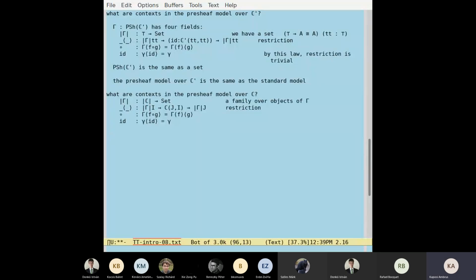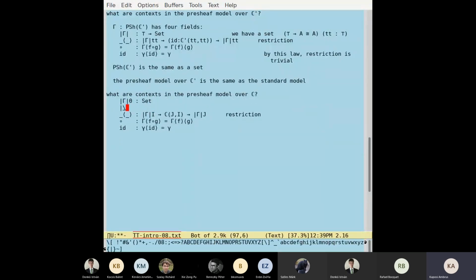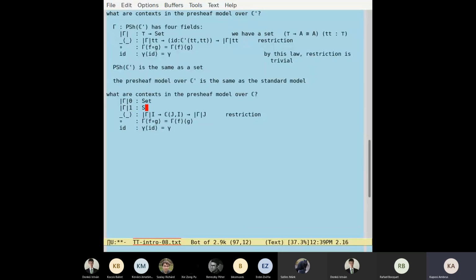Now C is the two object category, right? So C has 0 and 1. C has two objects. So in fact, I can replace it with two objects, so two sets. So I have gamma 0, which is a set, and I have gamma 1, which is a set. Okay, so I have two sets.